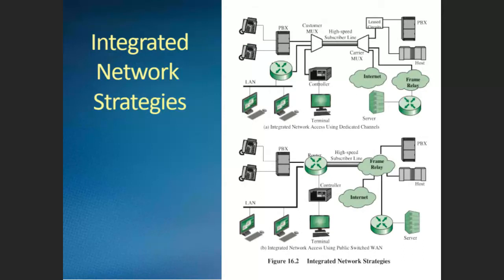And we have another thing about WAN. We can integrate network services. That is, I can integrate the telephony, the security, CCTV camera, and the data in one network. We call this integrated network strategies. So your router should also support this integration.